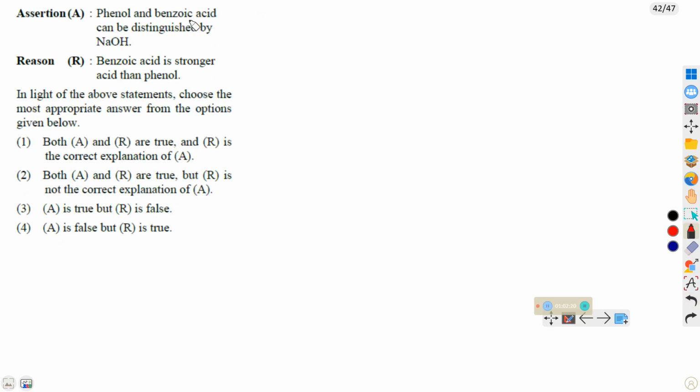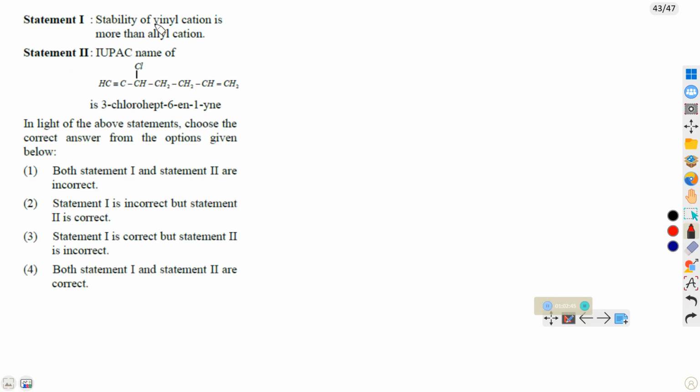Phenol and benzoic acid can be distinguished by NaOH. Wrong. They can be distinguished by sodium bicarbonate, NaHCO3. Sodium bicarbonate test. Benzoic acid is a stronger acid than phenol. Correct. A is false, but R is true.